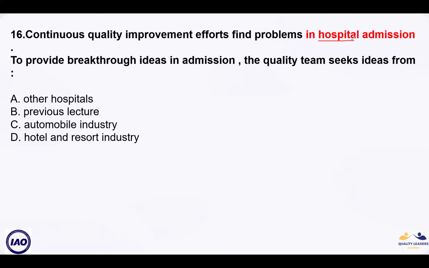When your regular improvement is not enough, you want some innovative ideas as far as the admission process is concerned. Which industry should you look at for your benchmarking? Right, that's what it's asking. I think another keyword for this question is breakthrough ideas. Breakthrough is like radical. It's not incremental improvement. Breakthrough means going out of the box, out of usual thinking.